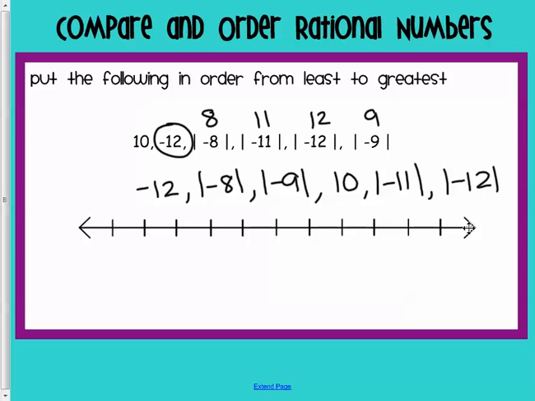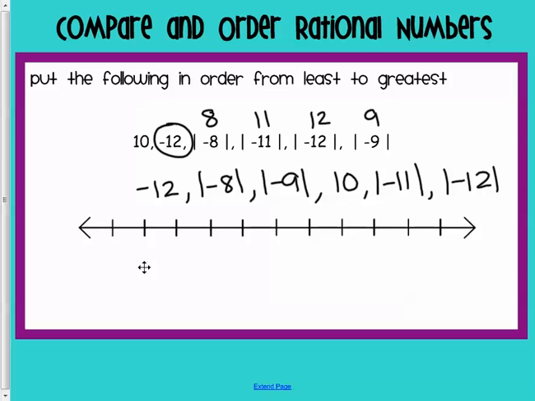Okay, if we needed to plot these, we would have needed a much bigger number line because -12 and +12 are on complete opposite sides. So the number line is just there to help you get an idea if you need it. You do not have to use it. All right?